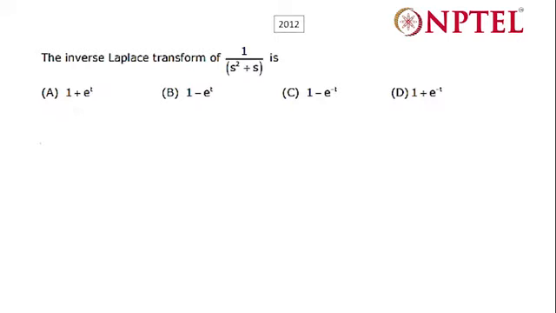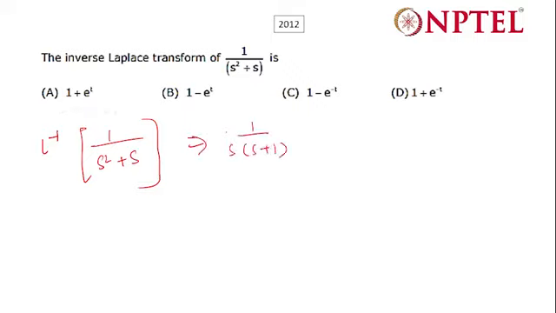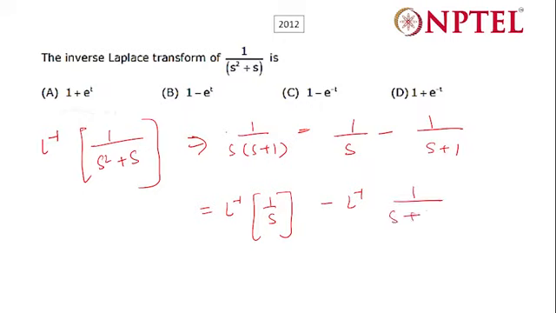In this question, they are asking the inverse Laplace transform of 1 by s square plus s. Whenever your function is in s form, that means it is a Laplace transform of something. Then again you can use partial fraction and write your function 1 by s into s plus 1 as 1 by s minus 1 upon s plus 1. Then you can apply inverse. Tell me the answer. C is correct. The inverse Laplace transform of 1 by s is 1, and of 1 upon 1 plus s is e to the power minus t. So your C option is correct.